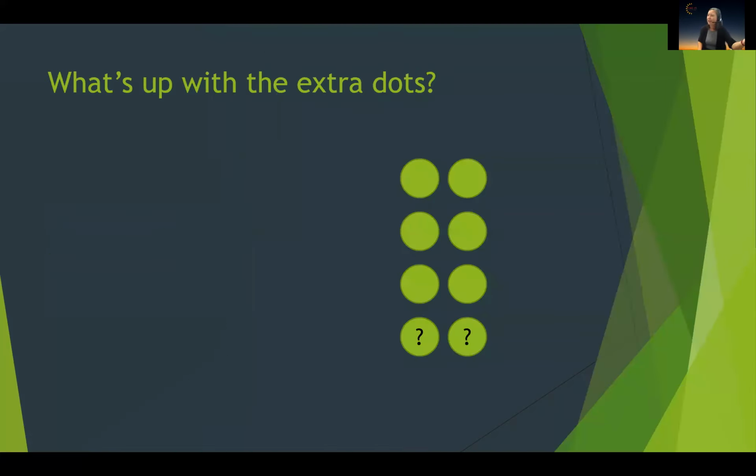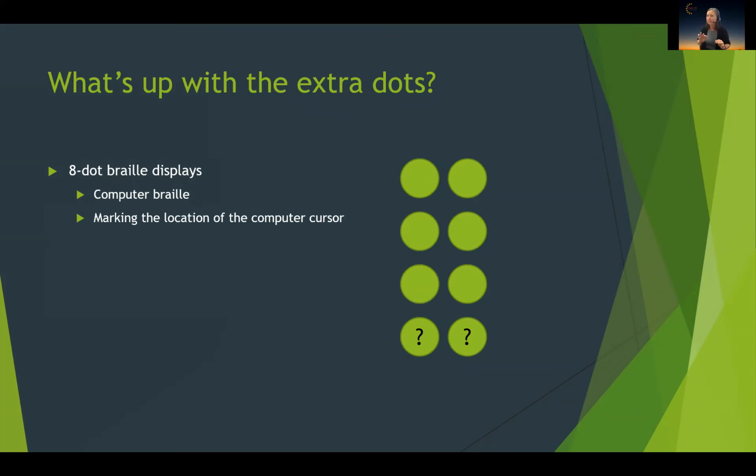All right. Oh, hey, I had a whole slide dedicated to what's up with those extra dots. I wanted to pose that to you all as a question. What do those extra dots mean? Well, we kind of just covered that. 8-dot Braille displays display computer Braille. Instead of using a dot 6 to capitalize the next letter, it would utilize those extra cells below to indicate that capital letter. So I hope that helps a little bit to understand the use of that code.